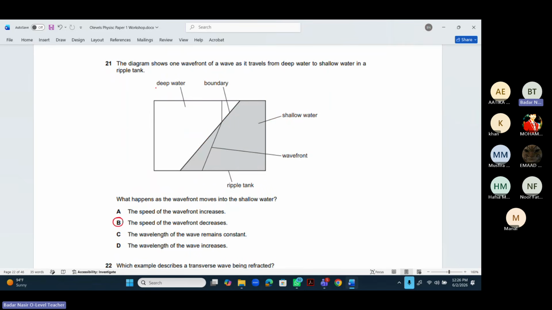So deep water में wavelength and speed is greater. और shallow water में wavelength and speed is smaller. So ये please remember this. Deep water में wavelength और speed ज्यादा होती है, shallow water में wavelength और speed कम होती है.